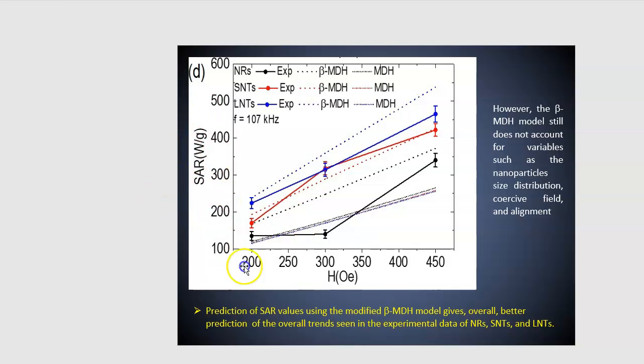So here you can see SAR versus field for nanorings, short nanotubes, long nanotubes, and we can see here the prediction of SAR value using the modified hysteresis model gives better prediction and is very much comparable to our experimental findings. However, I want to emphasize here that we have not taken into account the nanoparticle size distribution, the coercivity, and the field alignment.